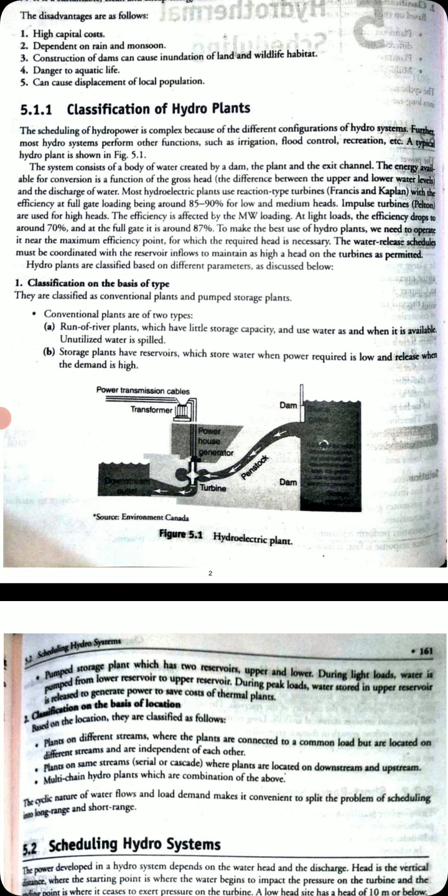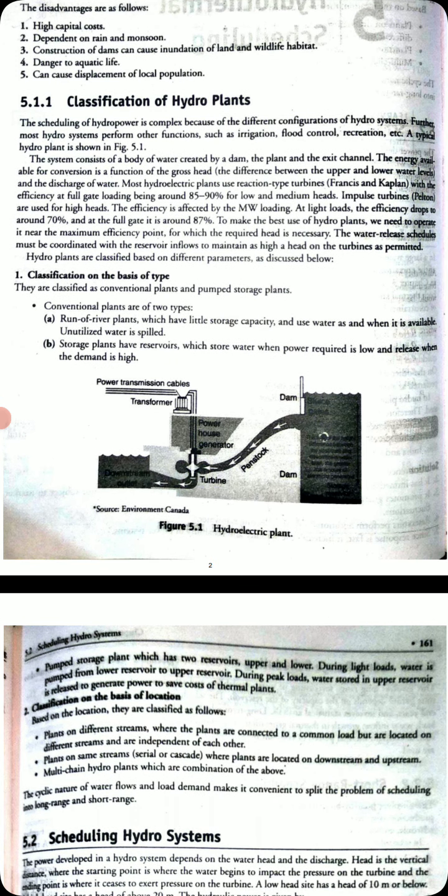The second one is storage plants, which have reservoirs to store the water when power required is low and release it when the demand is high. Means there will be reservoirs. It will reserve the water when power demand is very low, and it will release the water when the demand is high.